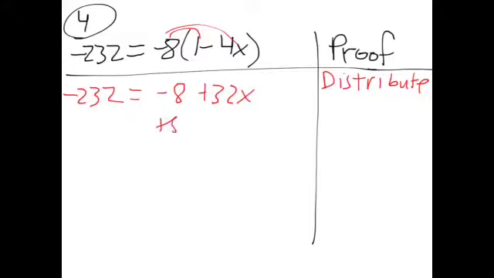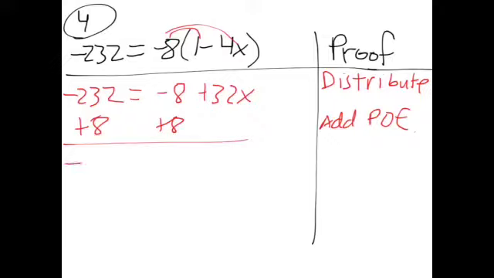And now I'm going to add 8 to both sides to get my right side less cluttered. And what lets me do that is the addition property of equality. And to get my -232, add 8 is going to be -224. On the right side, I'm looking at positive 32x. And what lets me get to the next part is just to simplify.